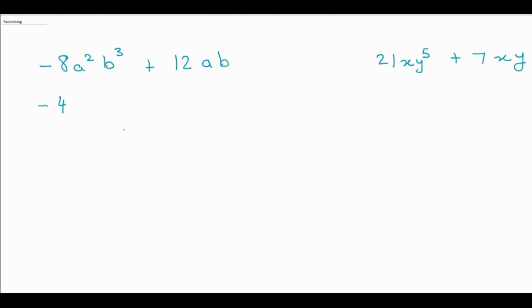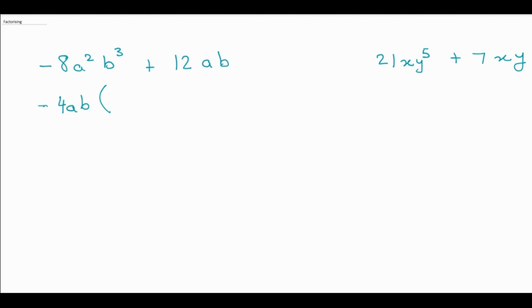After this, let's have a look at our letters. We have a squared and just a. So the highest factor that I can take out from each of these is just an a. Let's have a look at the b's. B cubed and b. The highest common factor between b cubed and b is just b. So minus 4ab is the highest common factor between both of these terms. So given that we know that, let's now put in our open bracket and fill in the rest.